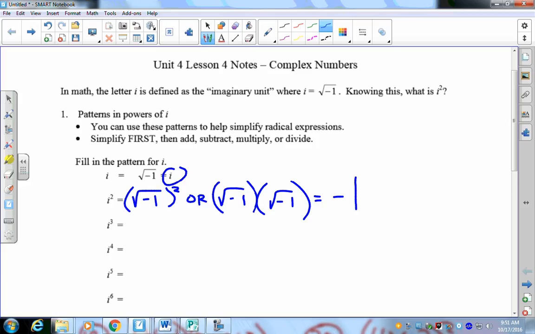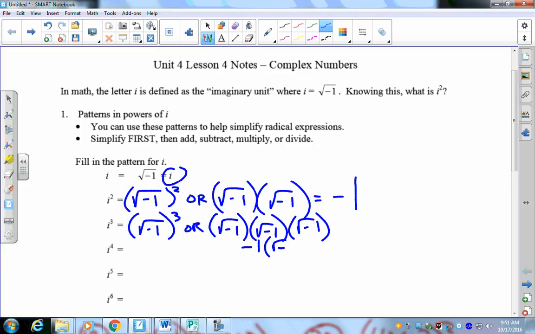So i squared simplifies to -1. All right, so for i cubed, I have the square root of -1 three times. Or I can think of the square root of -1 times the square root of -1 times the square root of -1. Well, the square root of -1 times the square root of -1 we just did. I have -1 times the square root of -1. So what does that give me? That gives me negative square root of -1. Oh, can't write that. We replace this with an i, so it's -i.